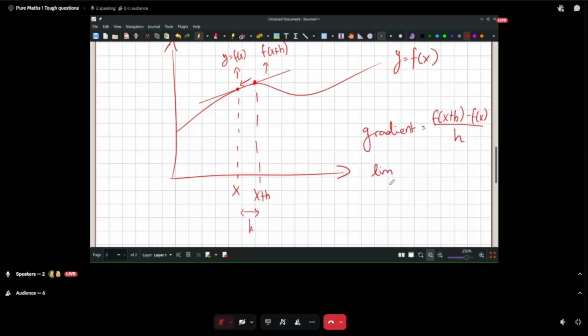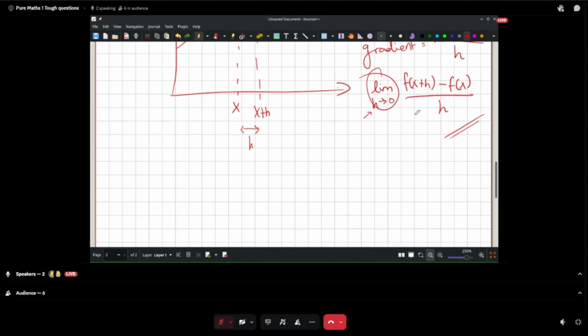And the way that you write that in math notation is the limit as this distance between these 2 points, h, approaches 0, of f of x plus h minus f of x divided by h. Now this just looks like it's meaningless because I just took the gradient and then I added this one part. But I'll show you how this comes in. This becomes useful for finding the derivative.